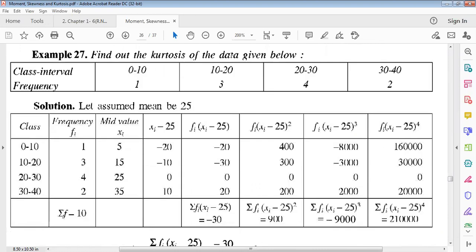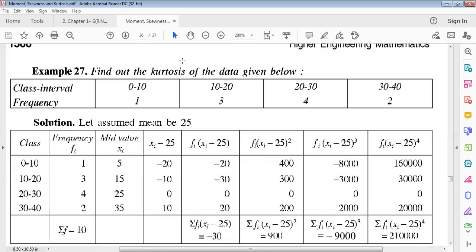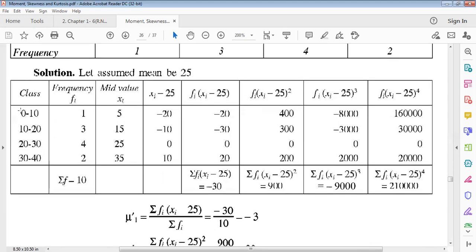Now find the kurtosis of the data given below. So the class interval will be this, and the frequency also will be this. This is also continuous data, or grouped data. Now to find this kurtosis, you have to find the assumed mean, 25. How do we get the assumed mean 25? The lowest value of the class interval is 0, and the highest value is 40. Taking the sum, 0 plus 40 divided by 2 is 20. So 20 exists in this class, 20 to 30. The mid value of this class will be the assumed mean. Remember it. So 25 will be the assumed mean.